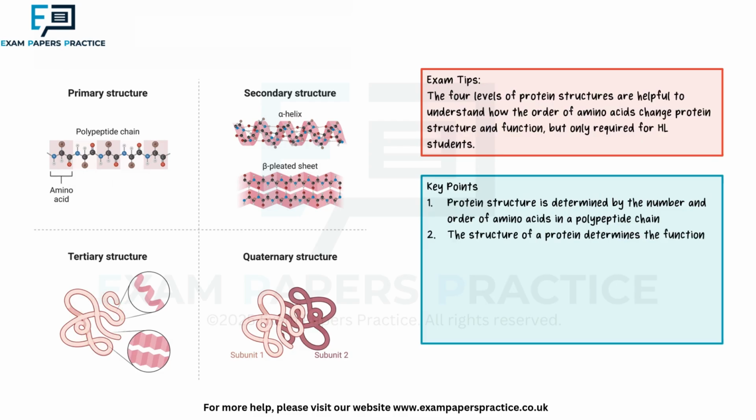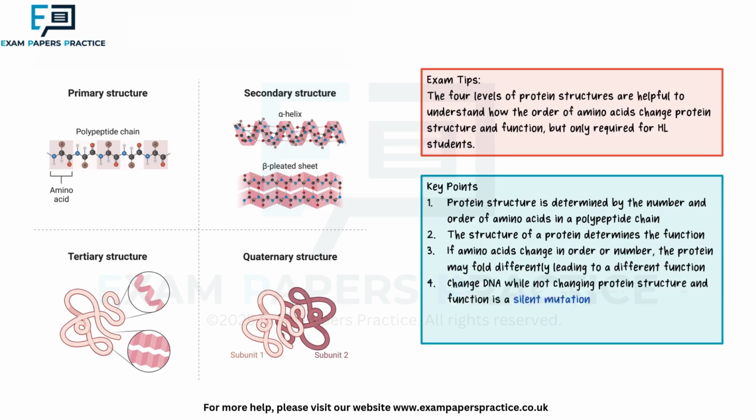If the order or number of amino acids change, the protein will likely fold in a different way, which then may affect its function. As we discussed, it's quite possible to have a change in the order of bases of DNA and not have a change in the protein structure or function. This is called a silent mutation.